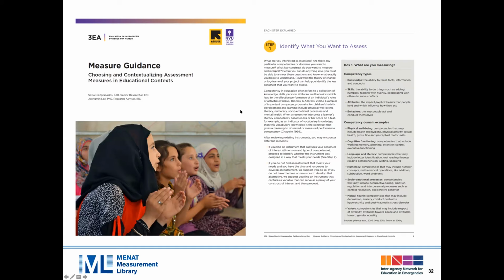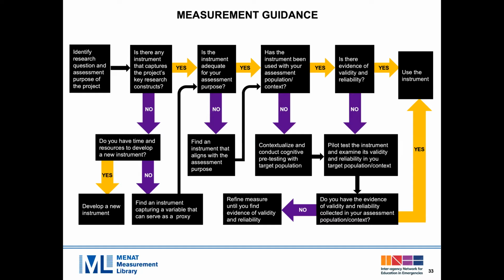in emergency contexts. If you can move to the next one, Roxanne. Yeah. It provides also a decision-making tree, which you can see here, that guides users through five key steps and questions, which are at the top of the document, to help them identify whether they can use the measure or will need to do something different. And so I'm going to walk through some of these steps.